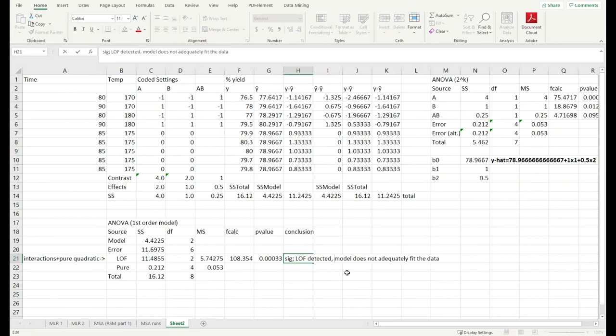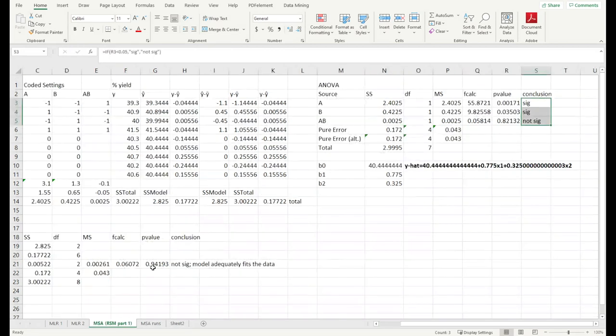So the model does not adequately fit the data. Okay, so pwede rin dito, lagyan na lang natin din, LOF not detected. Okay? And again, pwede nyo i-automate din to, no? Pero mahaba yung ano, no? Para may mga certain if functions pa kayo.